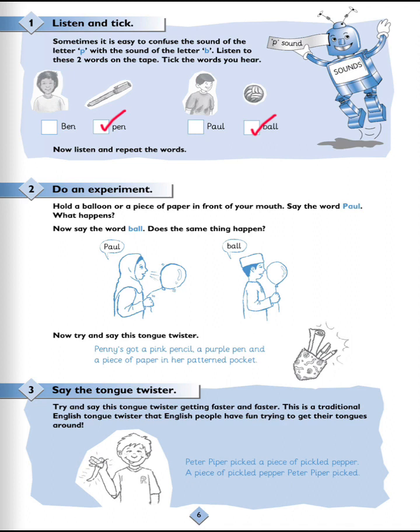Now, let's move to exercise number 3. Say the tongue twister. Try and say this tongue twister, getting faster and faster. This is a traditional English tongue twister that English people have fun trying to get their tongues around. Listen carefully, then repeat.